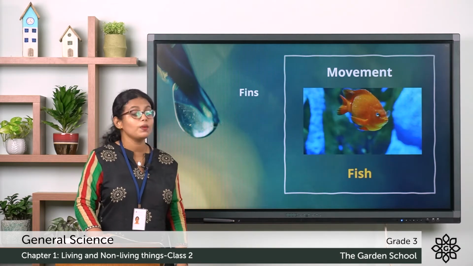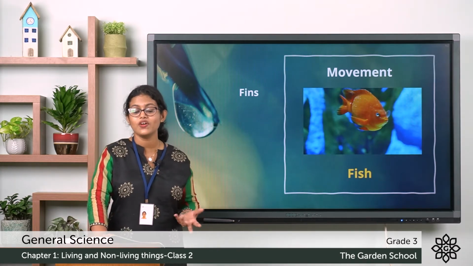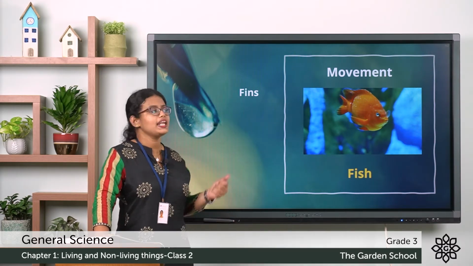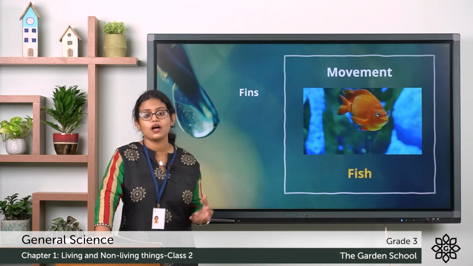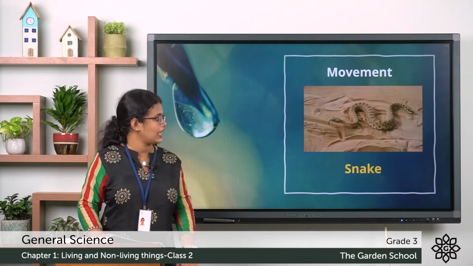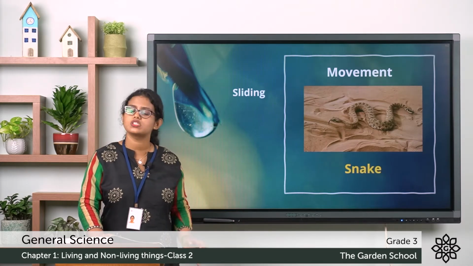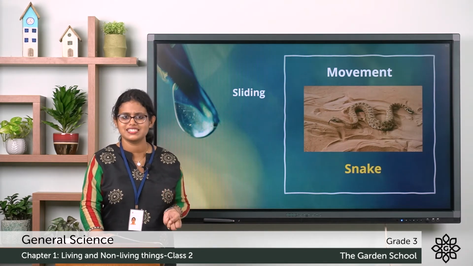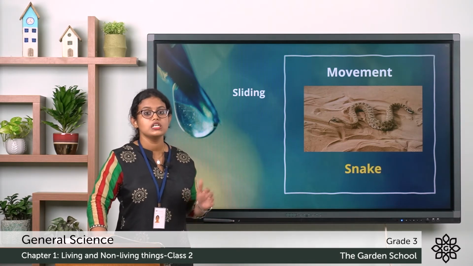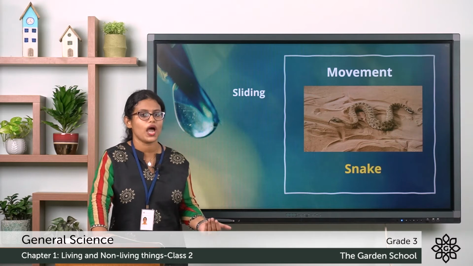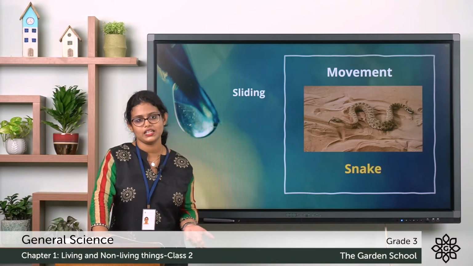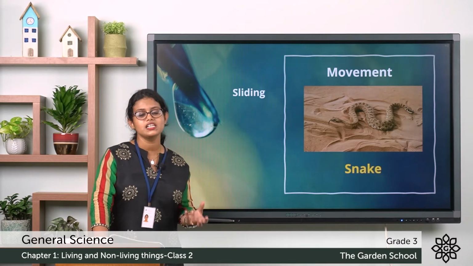Then, what about fish? Where do fish live? They live in water. And how do they move in water? Using their fins. Fish have fins that help them to swim in water. Then, what about snakes? Do snakes have limbs? What are limbs? Hands and legs together, we call limbs. Snakes move from one place to another by sliding. How do they move? They move by sliding. And most snakes can swim.